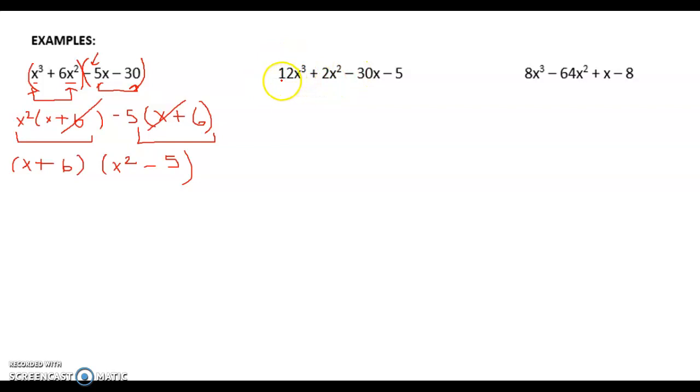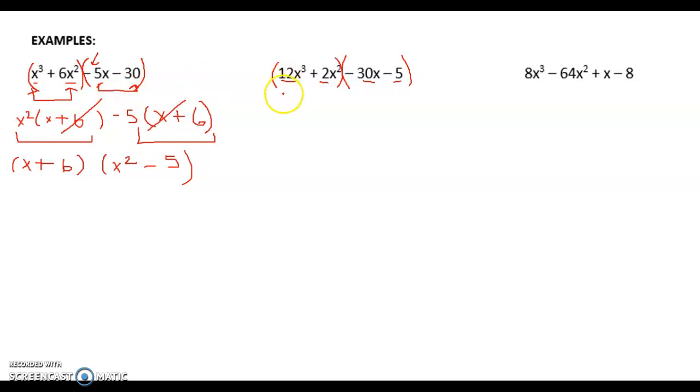So I notice I have 4 terms. I'm going to look to see if I have a GCF between all 4 terms. I notice I do not. Okay, so there's no GCF between all 4 terms. But then I'm going to go to step 2 and drop my parentheses in. I'm going to just group the first 2 terms and the last 2 terms.